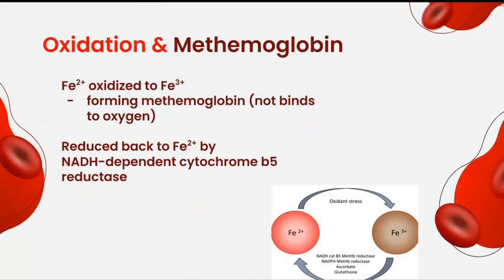If the iron in hemoglobin is oxidized to ferric Fe3+, it forms methemoglobin, which cannot bind oxygen. Fortunately, red blood cells have an NADH-dependent cytochrome b5 reductase system to reduce it back to functional hemoglobin. Without this, methemoglobinemia can occur, causing cyanosis and impaired oxygen delivery.